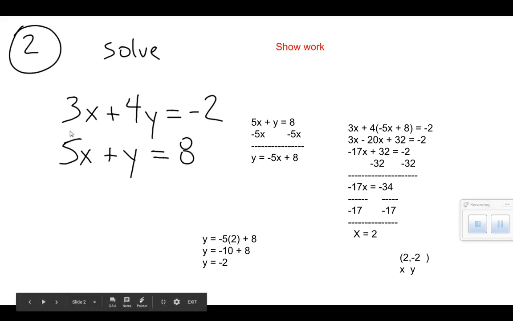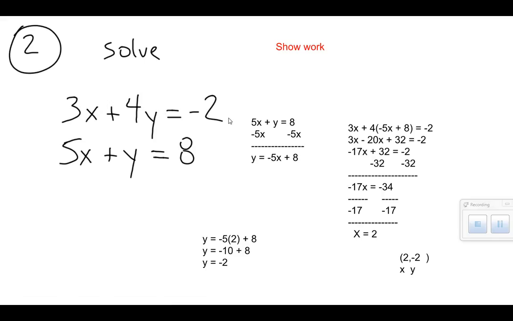If you were to check it, 3 times 2 is 6, 4 times negative 2 is negative 8, 6 minus 8 is negative 2. Plug in 2 right here, 10. Negative 2 right here. 10 minus 2 does give you 8. So that check does work.